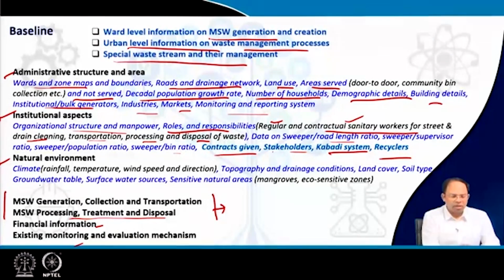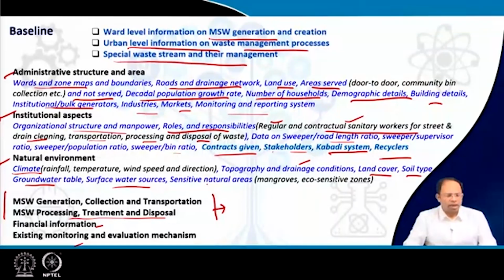Then coming to natural environment, we need to understand the climate and its different parameters, the topography and the drainage conditions of this area, because that helps us determine the location of solid waste management facilities and sites, land cover, soil type, groundwater table, surface water sources, and sensitive natural areas in that urban body. So these are the basic data that we collect.